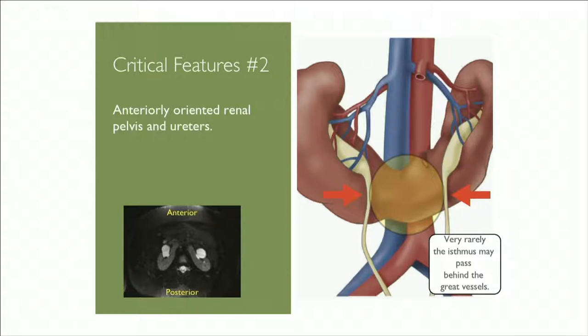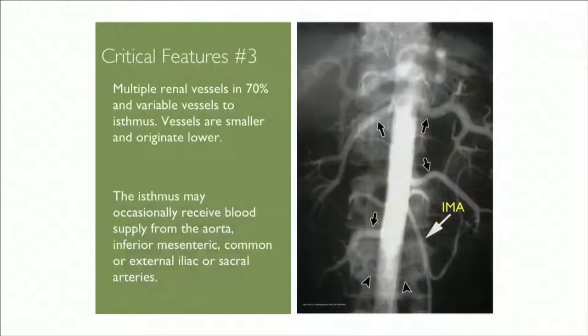Very rarely, the isthmus can be behind the great vessels. Again, I have not seen one of those, but it's important to review your CT scan before treating these patients to assure that you're not a lucky person that had one. Third critical feature is one that always impacts our decision-making, which is the multiple renal vessels that serve horseshoe kidneys. About 70% of them have multiple renal vessels, and there's a lot of variability in where those vessels are located.